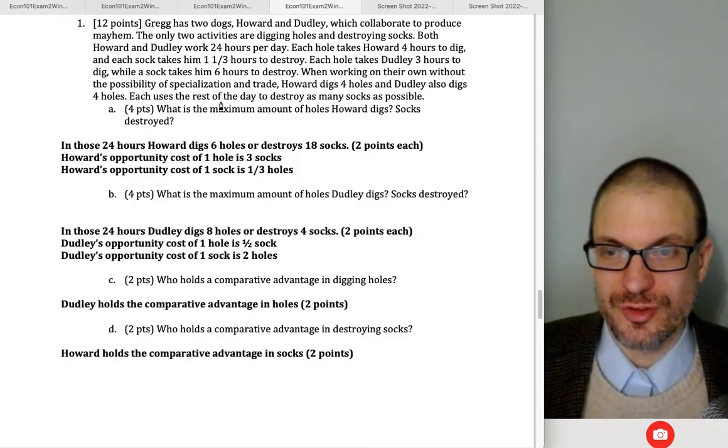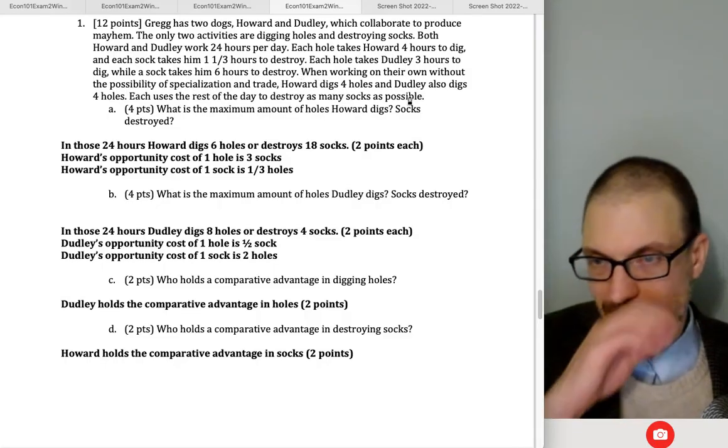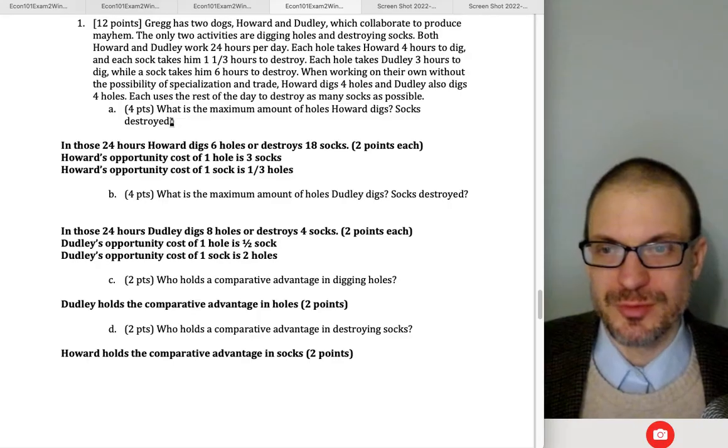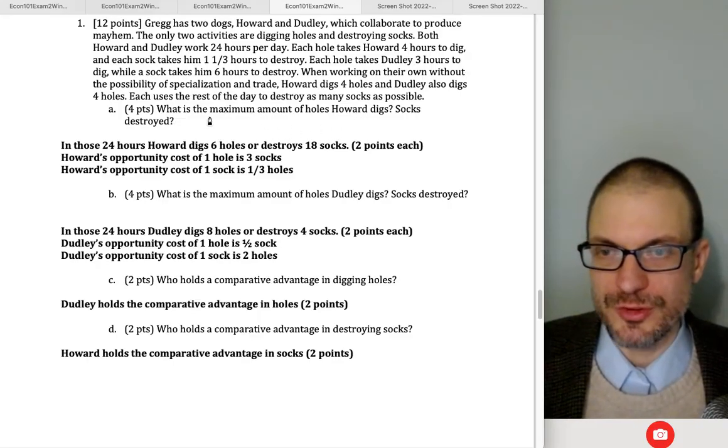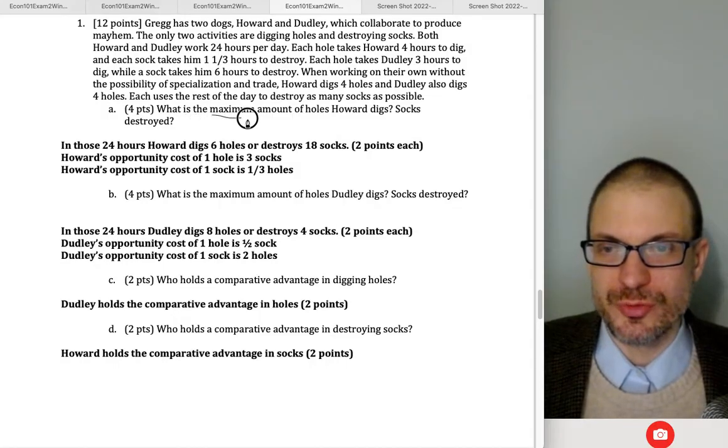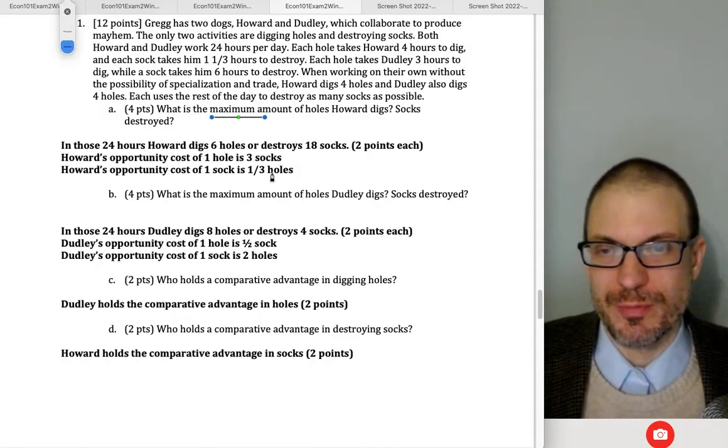When working on their own without specialization, Howard digs 4 and Dudley also digs 4. Okay, we're going to disregard this fact because this is just talking about a special circumstance. What's the maximum amount of holes that Howard digs? So this is asking, what's the most? What's the max? How much could Howard possibly do? And what's the most Dudley can possibly do?